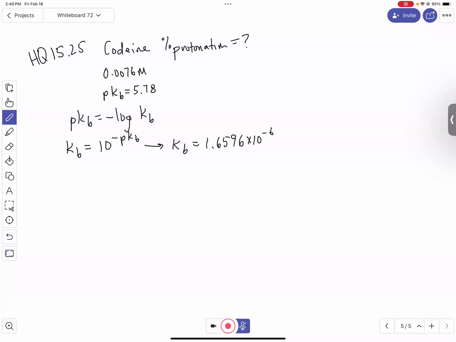So what we're looking for is we got a generic base in codeine. All right, so codeine is our base. It's going to react with water to form the conjugate acid of codeine. So I'll just say codeine plus, right? And that's the conjugate acid once it picks up a proton, and that's going to form our conjugate base, the hydroxide.